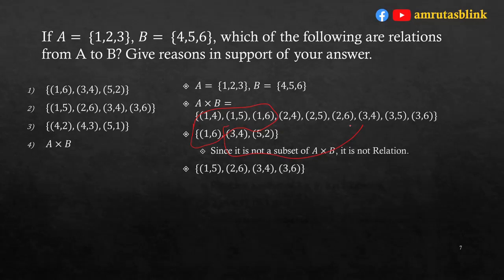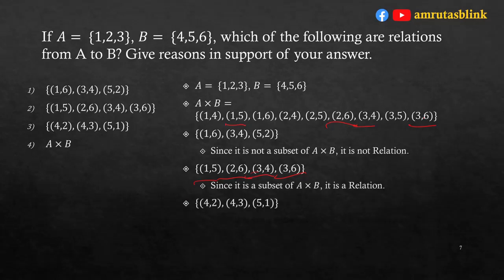Now next one is (1, 5), (2, 6), (3, 4) and (3, 6). Now (1, 5) is there in Cartesian product. (2, 6) is also there. (3, 4), yes, is also there and (3, 6) is also there. That means all the 4 elements from the given set do exist in Cartesian product of A and B. Hence, given set is a relation. Now, next is (4, 2), (4, 3) and (5, 1).